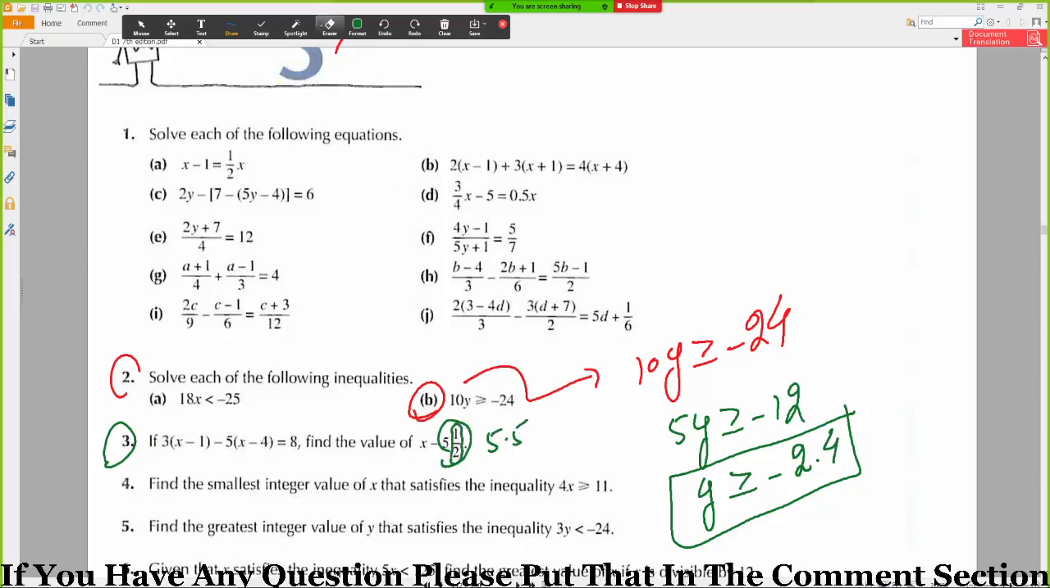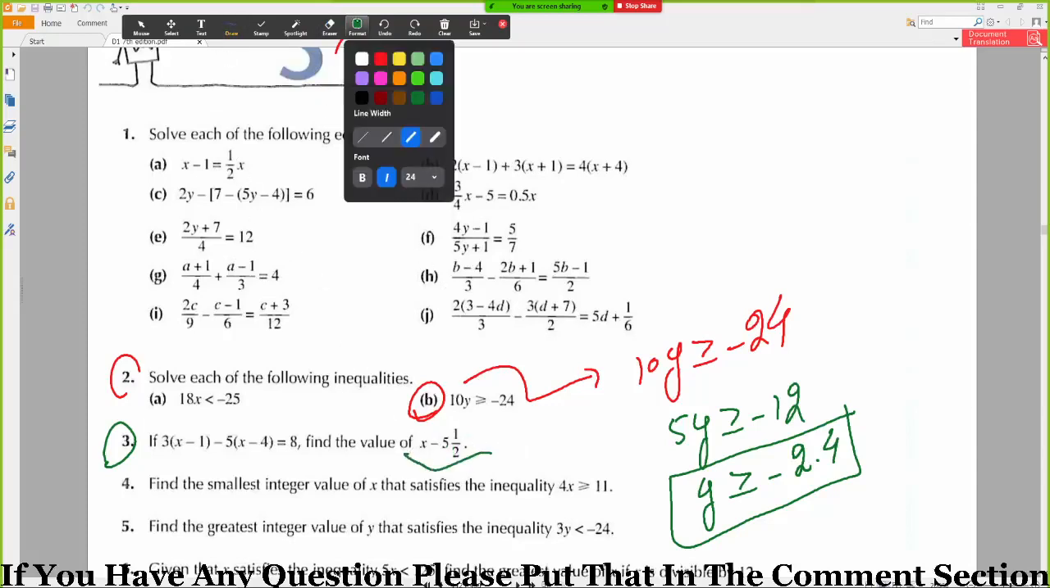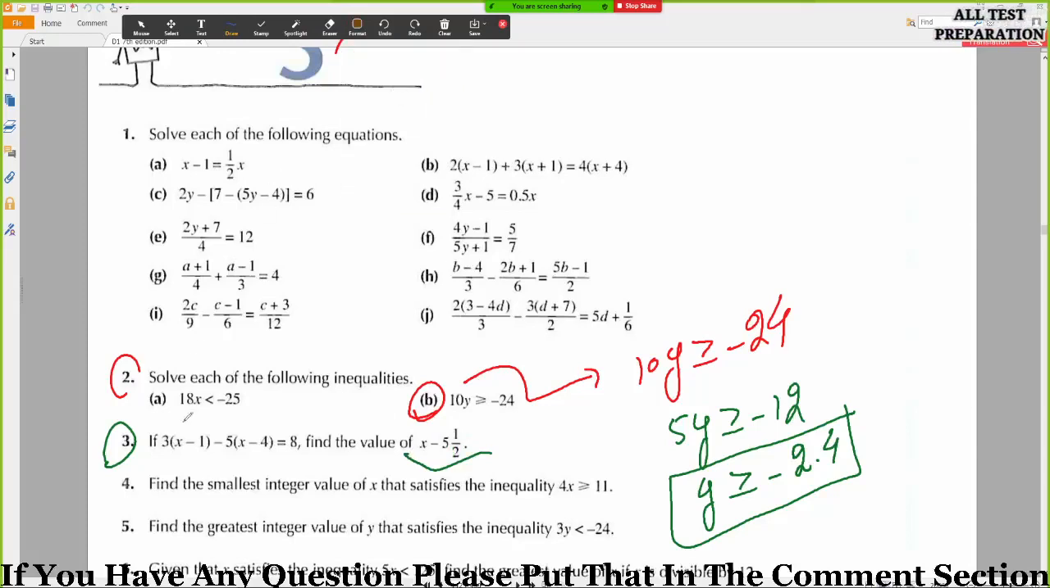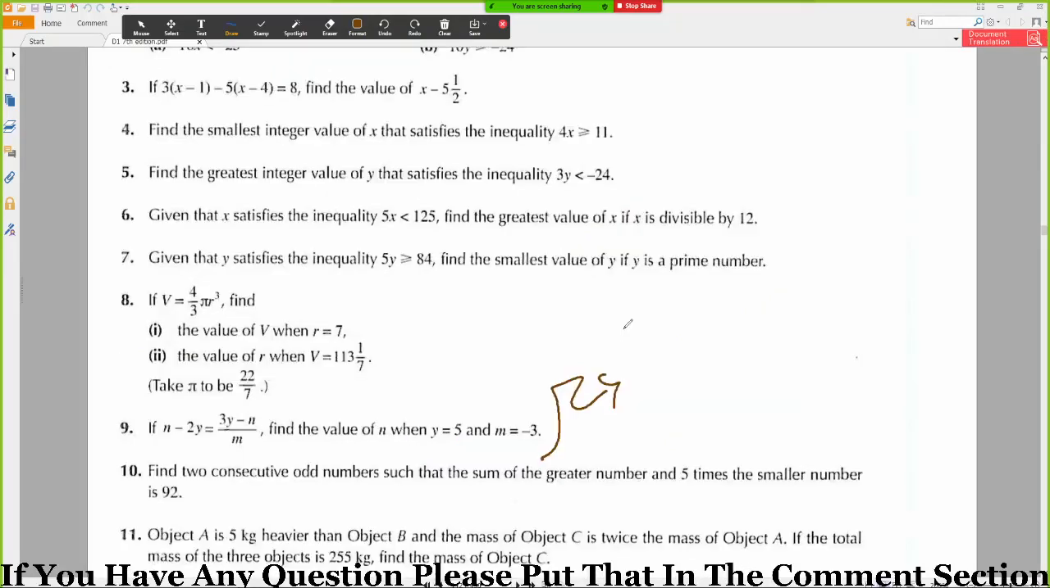So what do you think you will need to do here? You will need to find the value of this. Okay, so how will you solve this? Actually you have to simplify from here. From here you will get the value of x, and you have to put that value of x here. So you will get the value of this. So find two consecutive odd.